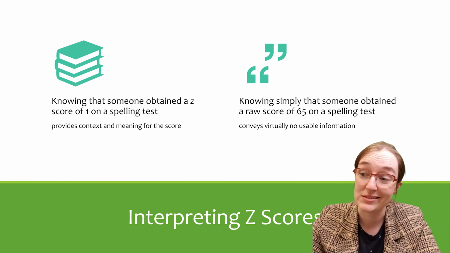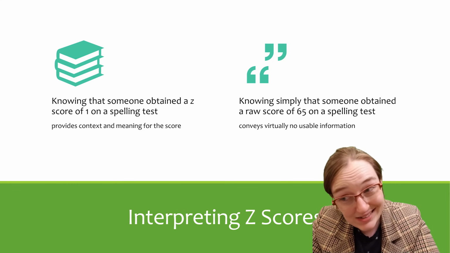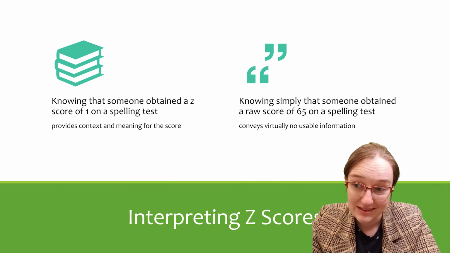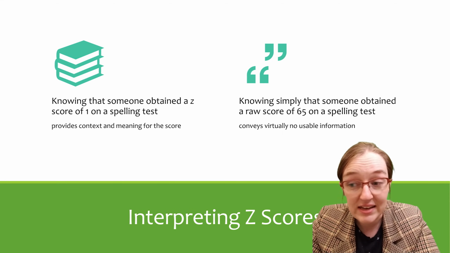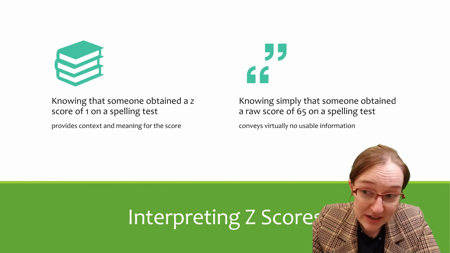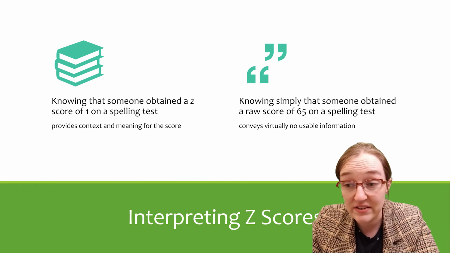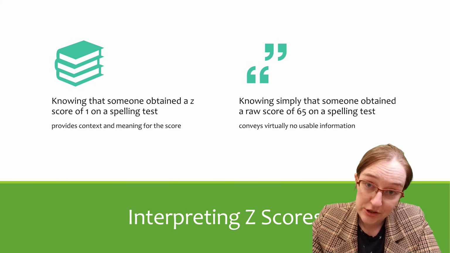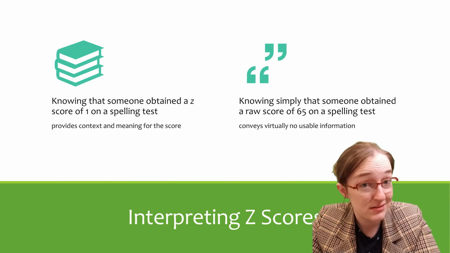Knowing that someone obtained a z-score of 1 on a spelling test, for example, provides way more context for that score than knowing that somebody obtained a raw score of like 65 on a spelling test, because you don't have any information to compare it to. What's a 65? Who knows? Could it be 65 out of 65? Yeah. Could it be like out of 650? Could also. So it doesn't tell us a lot. And that's problematic.